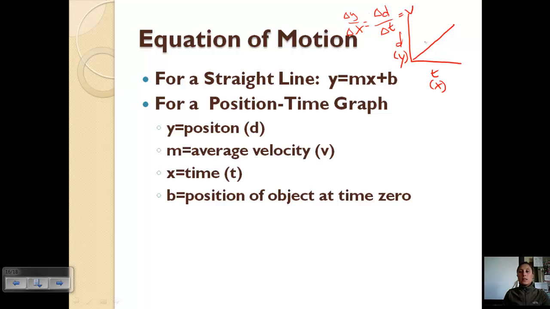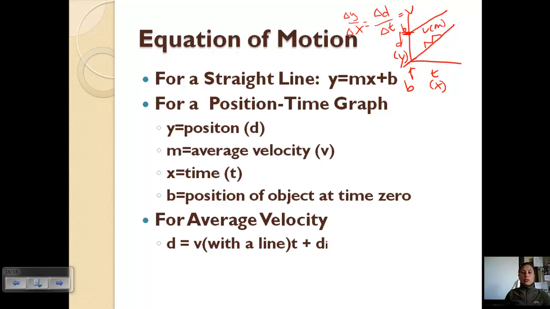And so this becomes our v, or our m for slope, and then the y-intercept is basically the position at time 0. So here we would say that it's 0, but it could start here, and then this would give us a y-intercept. So for average velocity, we can take that equation and just plug in. Instead of y equals mx plus b, we have d equals velocity times time plus our distance initial, which is our y-intercept.